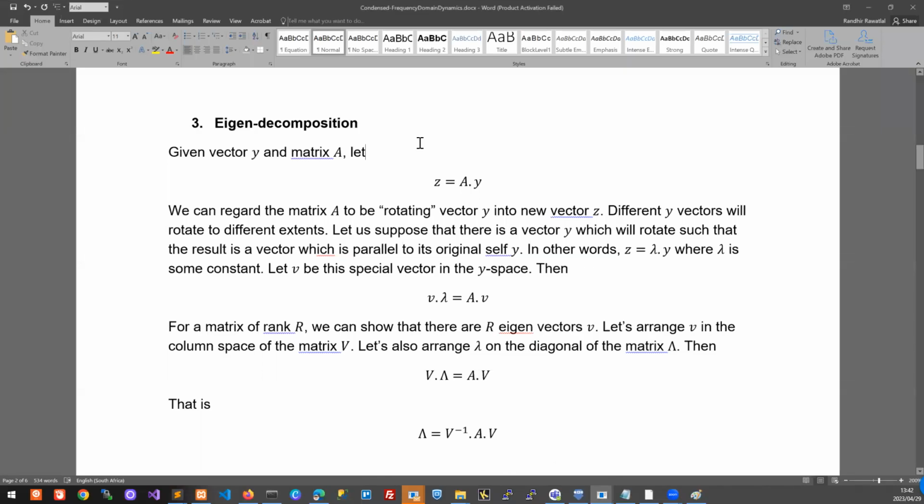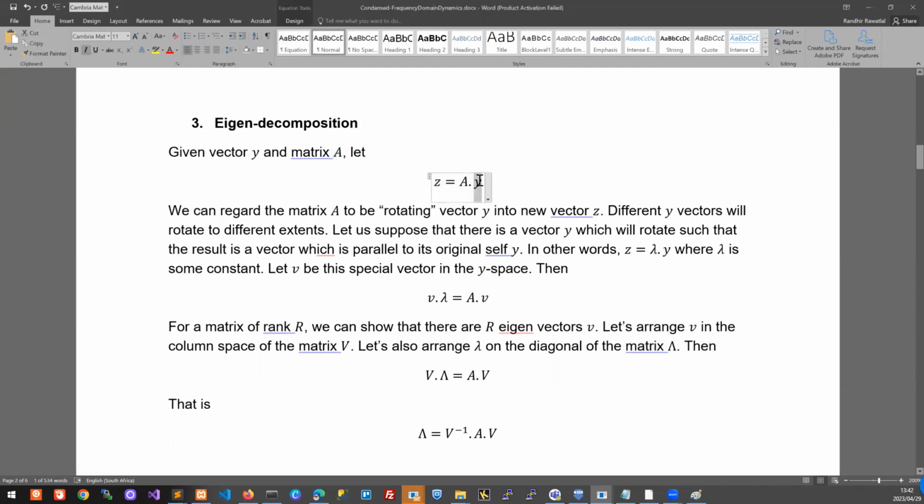As the next step, let's look at Eigen decomposition. So this is a decomposition of a matrix A. Let's say we have a certain matrix of constants, and we'll want to decompose that matrix into a form that makes it easier for us to analyze our differential equations.